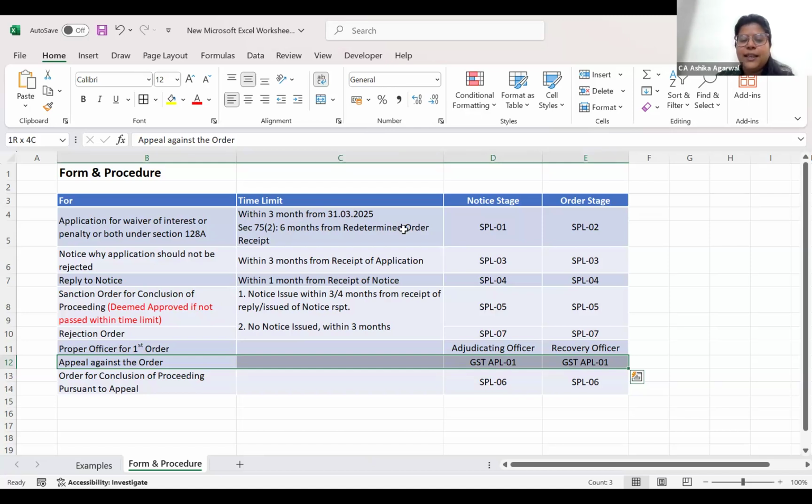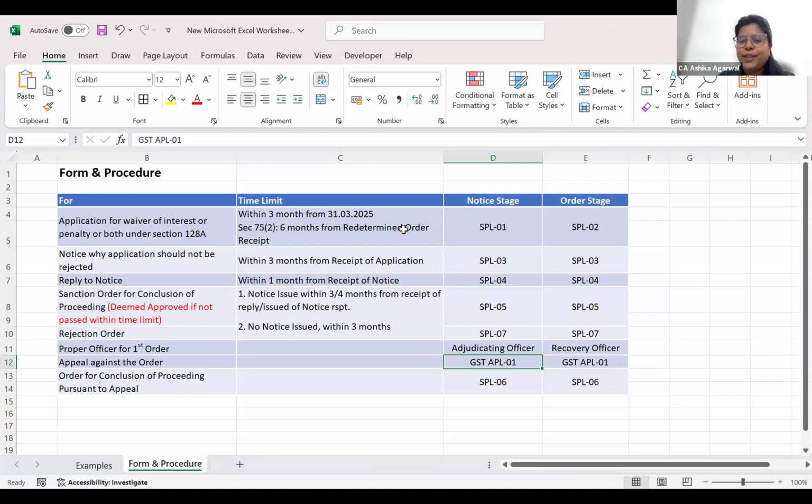Multiple good points are there in this scheme, but there are also lacunae where people are going to suffer, and how that is going to be addressed remains to be seen. Then they are saying I can go for appeal. So if SPL 07 is issued as a rejection order, I can go for appeal. Now for appeal, they have not prescribed any form in this procedure.